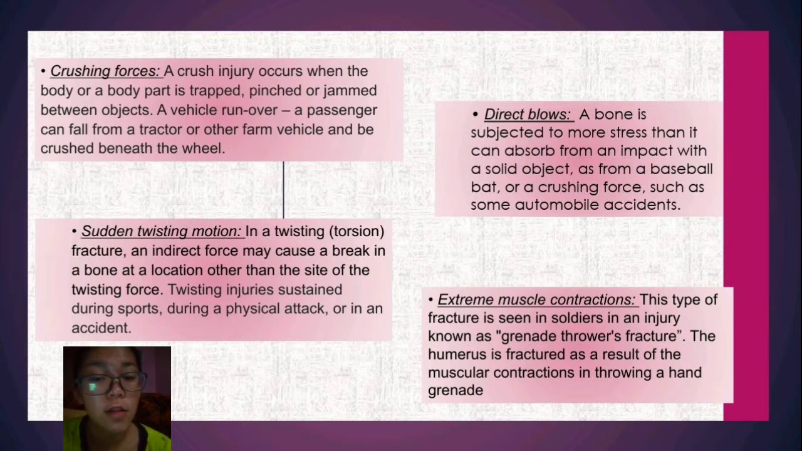So I cited an example earlier, in the report. So that is one of the examples of crush injury.